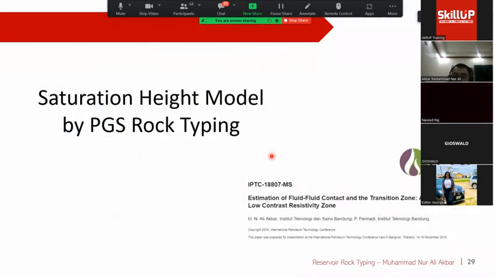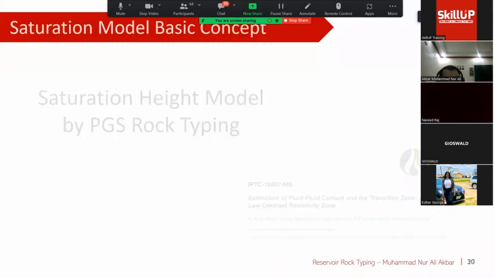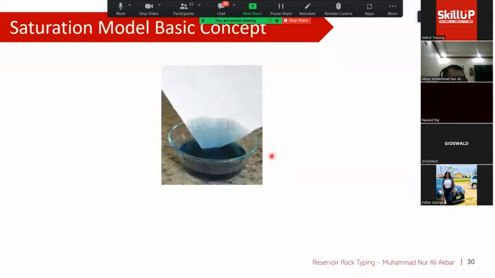In the case of the implementation, the case study was one of my publications in 2016 about estimation of fluid-fluid contact and the transition zone, which is a case study of a low contrast resistivity zone. So why the saturation model? It's important because in 3D models, both static and dynamic, the saturation is developed by the saturation height model. But sometimes it's difficult to understand the capillary pressure behavior. So I start with an introduction.